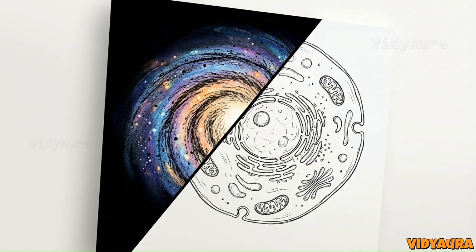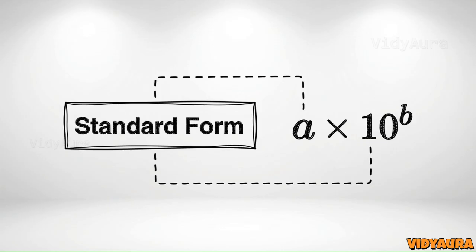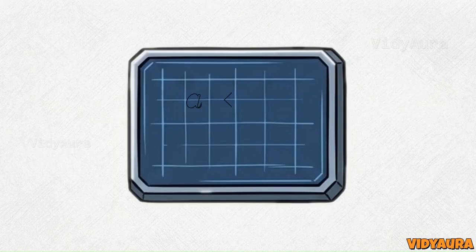Now we return to the extreme physical scales from the beginning of our journey. To express them clearly, we use a universal compression format called scientific notation. This diagram displays the rigid 2-part anatomy of scientific notation. First, the coefficient a. This must be greater than or equal to 1, but strictly less than 10. Second, it is multiplied by a base of 10 raised to an integer exponent.